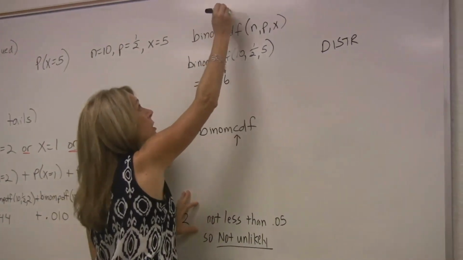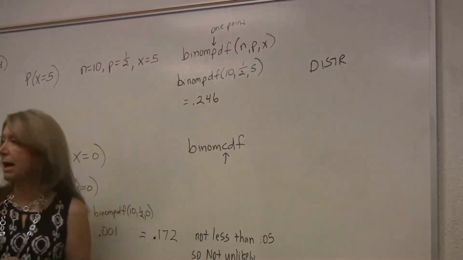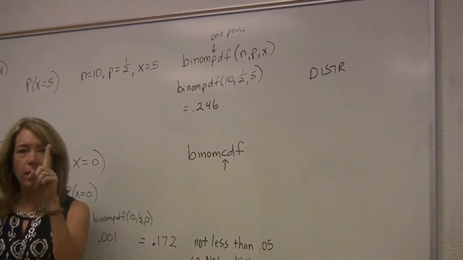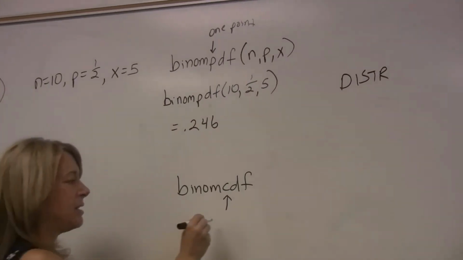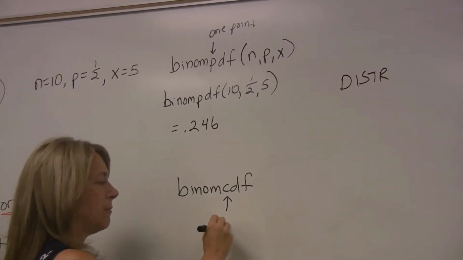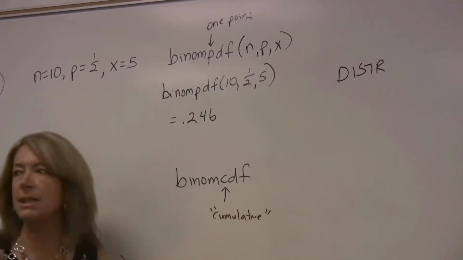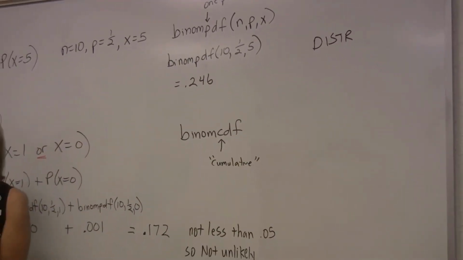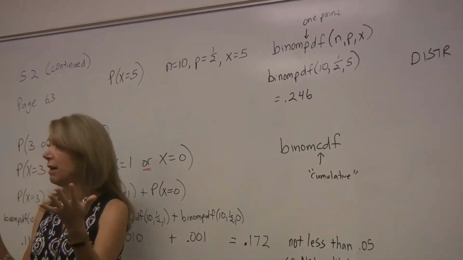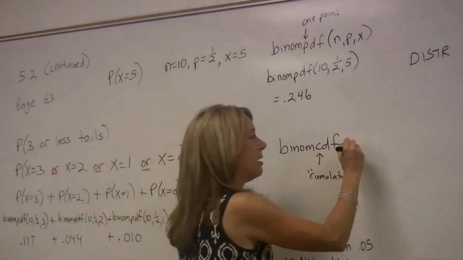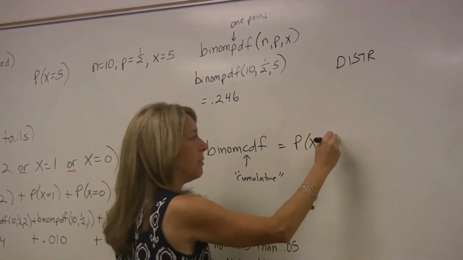The P is for exactly. Like you're going to point right at the 5, right at the 3, right at the 1, only one particular x value. The CDF, the C stands for cumulative. It finds the probability of everything from 0 up to your value. So this would find the probability that x is less than or equal to some number.